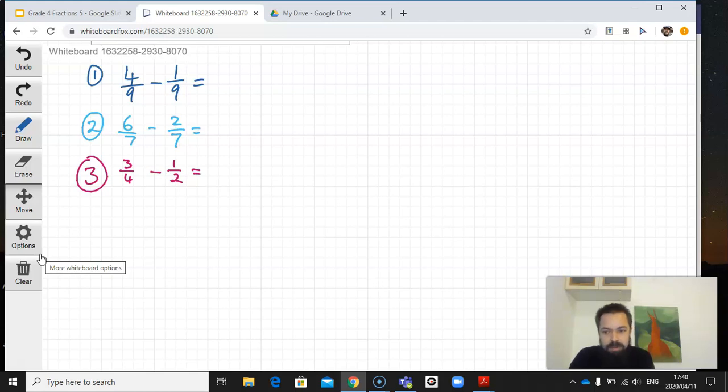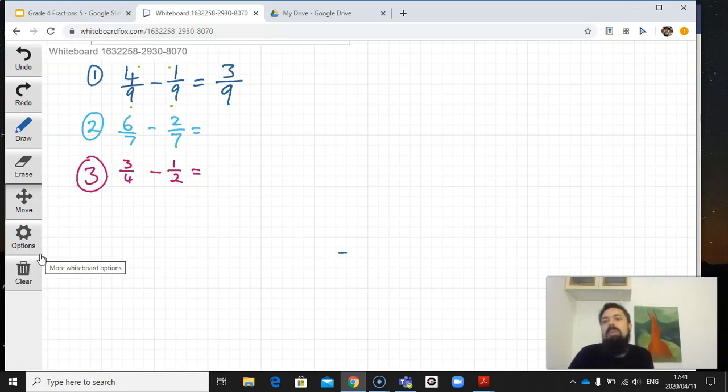I think I've given you enough time to get through the first one. So let's go through the first one. First rule, we check the denominators are the same. They're both 9, so that's good. We can go ahead with that. We know our answer denominator is also going to be a 9. Next, we simply look at the numerators. 4 - 1 = 3.